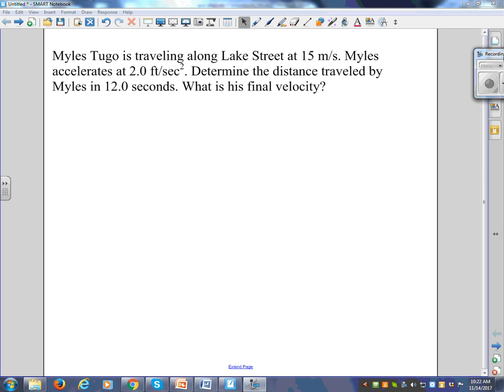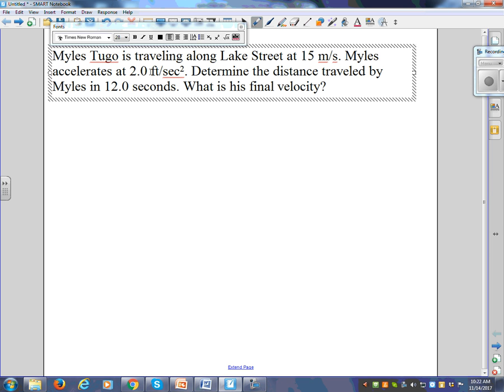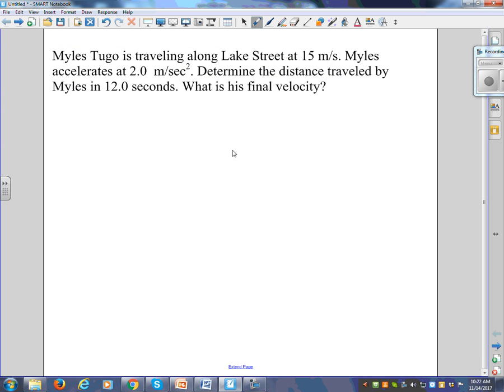So let's read the question and identify what we do know, right? Miles goes travel along Lake Street at 15 meters per second. Miles accelerates at, let's say, feet per second squared. Yeah, let's get rid of that. Let's make it meters. That's really going to complicate things, isn't it? Okay, so we know the acceleration is 2, right? But this 15, like what is that?